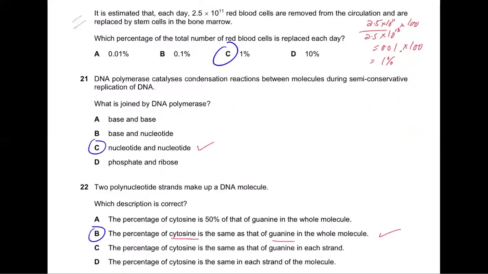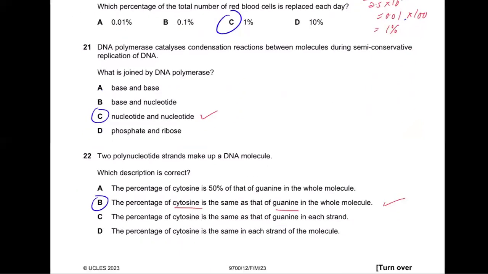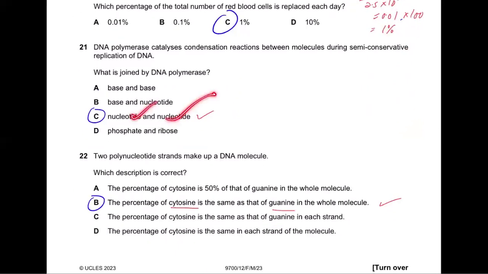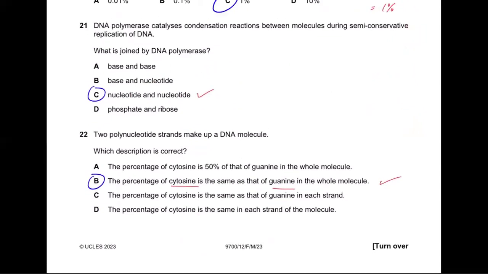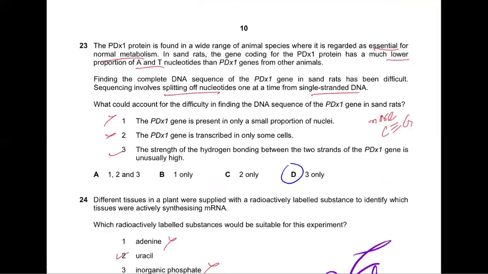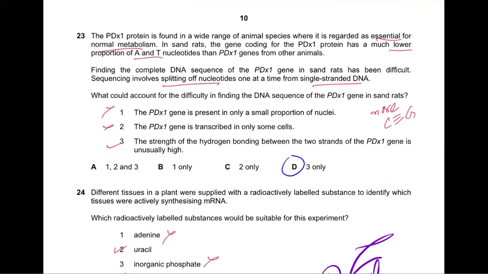DNA polymerase catalyzes the condensation reaction between molecules during semi-conservative replication of DNA. What is joined by DNA polymerase? A nucleotide is joined to another nucleotide. Two polynucleotide strands make up a DNA molecule. Which description is correct? The percentage of cytosine is the same as guanine. Yes, because they are complementary bases. A pretty straightforward question, with all three other options being outright rejected.